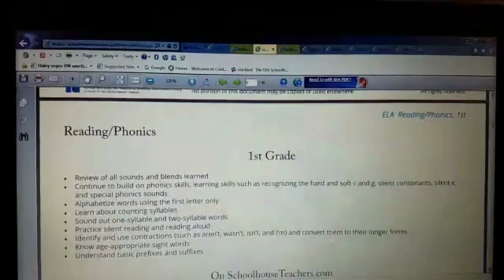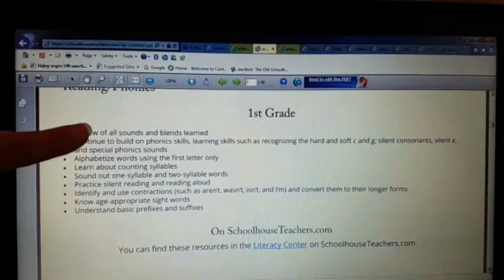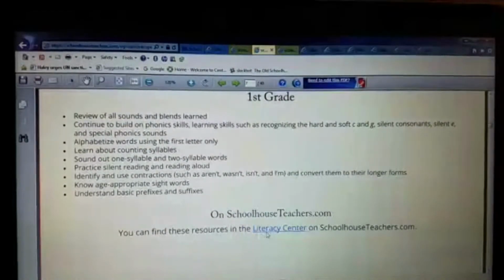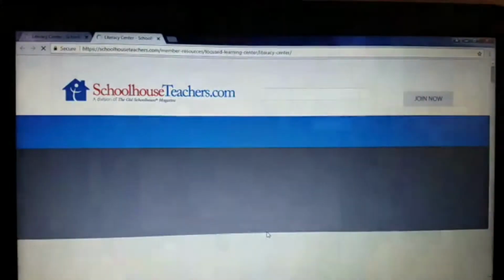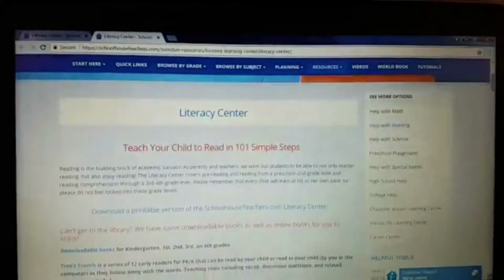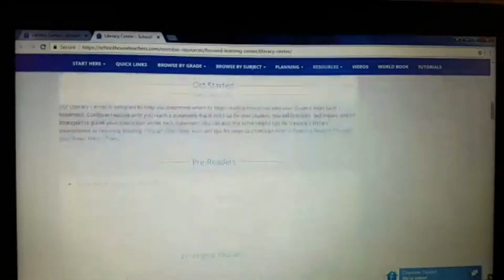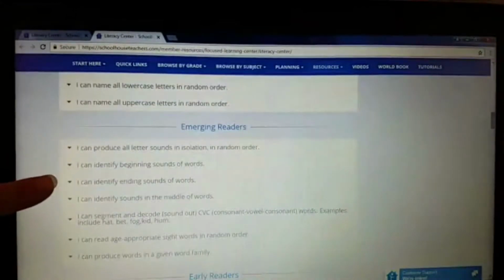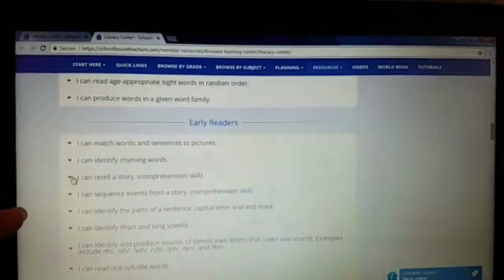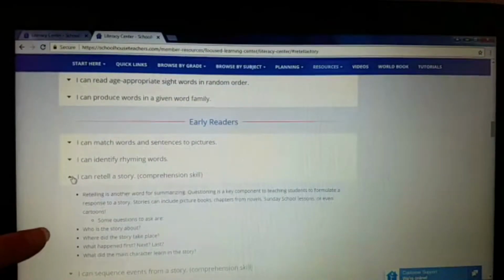Now, on schoolhouseteachers.com, it tells you in the 1st grade, reading and phonics, all these things that they should know how to do in 1st grade, and it suggests that you go to the Literacy Center. Now, that's something we've looked at before, but let's briefly look at that. It actually has a list of all the skills that your child should have, and so you can tailor this to your child. Here are all the things that your child should be able to do, and when you get to a part where they can't do it, then you click on it, and it gives you resources of where to find that.